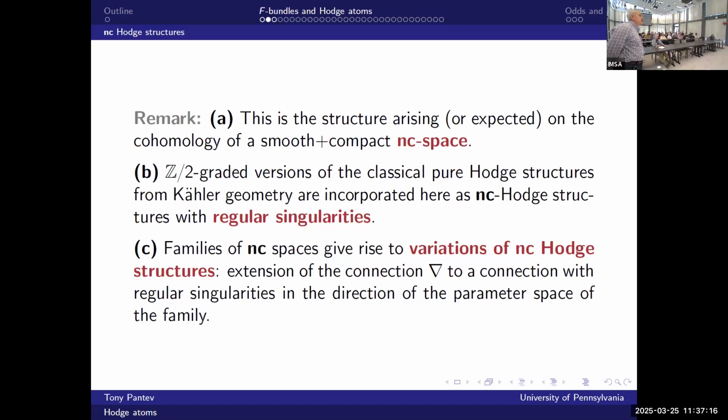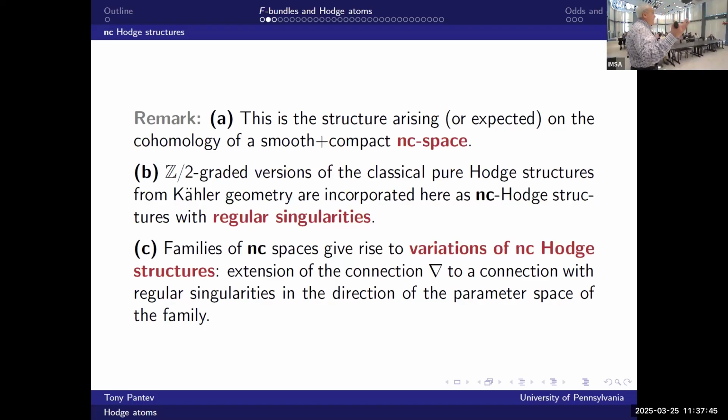Usual pure core structures are special cases. The only tweak you need to make is that you need to fold the grading of the usual core structures and only view them as the Z2 graded core structures. But once you do that and you try to rewrite it in this type of data, then everything works in exactly the same way, except that you get special connections. The connections get regular singularities.